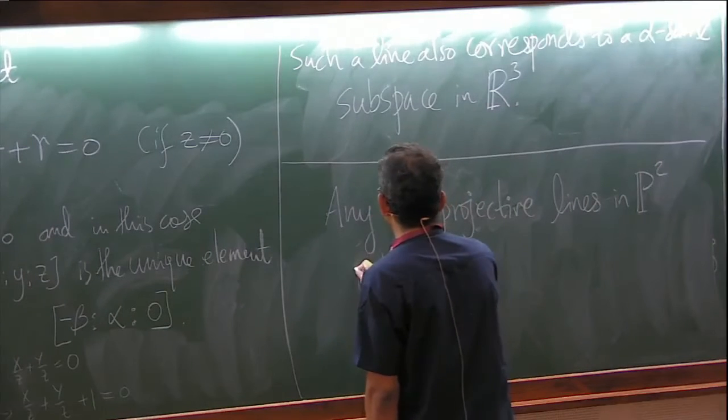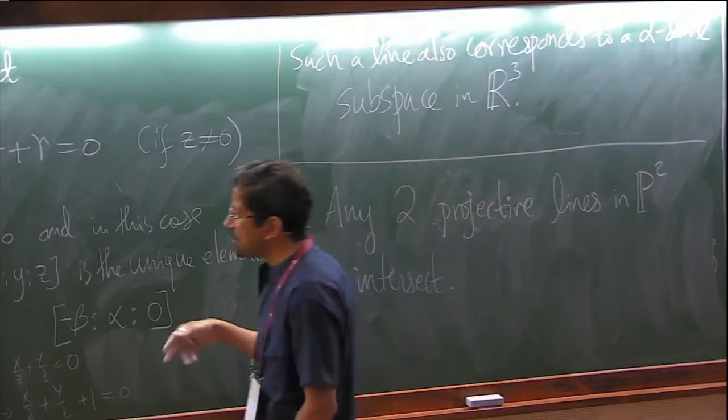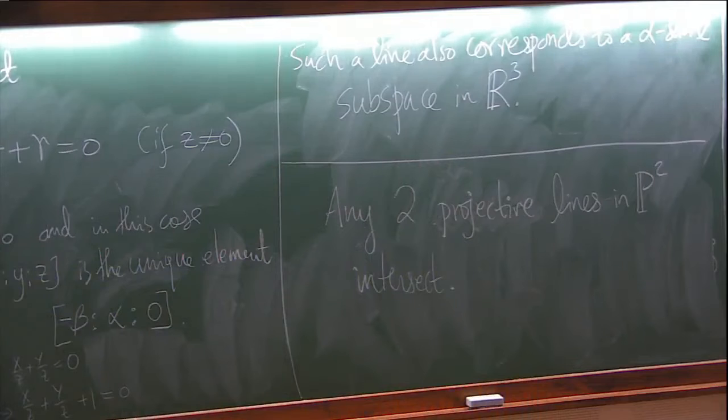If necessary, they will intersect at infinity. They may intersect in R2 itself, but if necessary, they will intersect at infinity. In fact, if you take two parallel lines in R2, they will both converge towards the same point at infinity, and so they will meet at infinity. So two parallel lines in R2, when you think of them as lines in P2, which means you have to add the point at infinity, will always intersect.